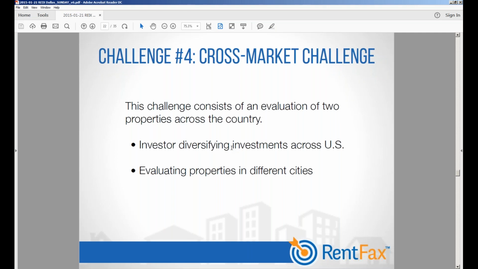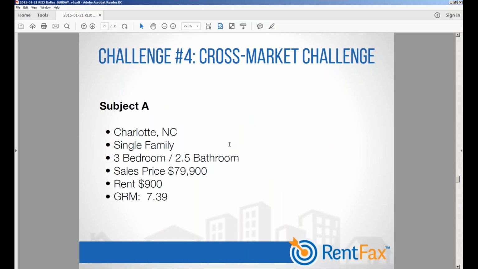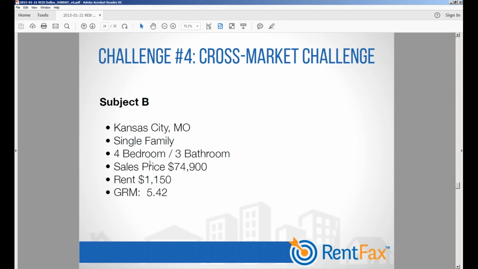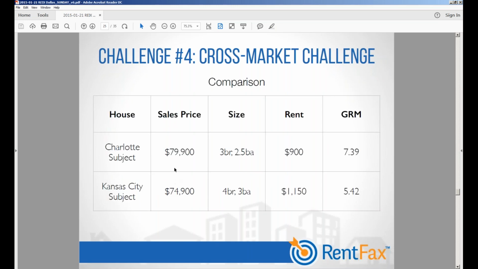So how do you evaluate properties when you don't even live in these cities? So challenge number 4, a cross-market challenge. Again, we have subject property A in Charlotte, North Carolina, single family, 3, 2.5, selling for $80,000, rents for $900. We get a GRM. Now we take a Kansas City property, 4.3, sales price $74,900, rents for $1,150. You get the GRM of 5.42. Let's put them side by side.